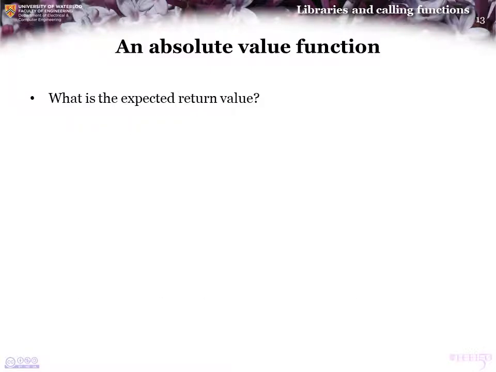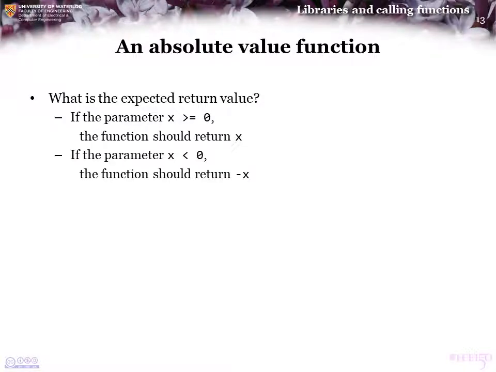Now, what's the expected return value for the absolute value function? If the parameter x is greater than or equal to 0, the function should return x. If the parameter is less than 0, we should be returning negative x.